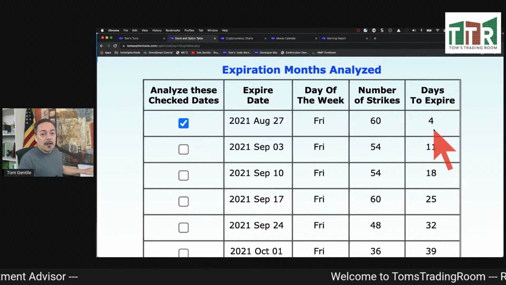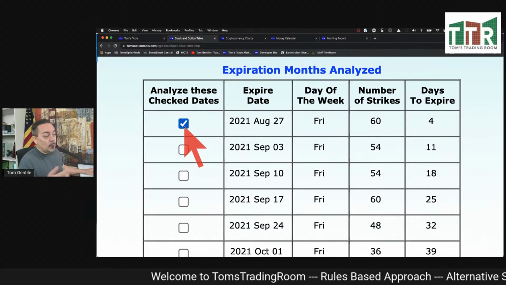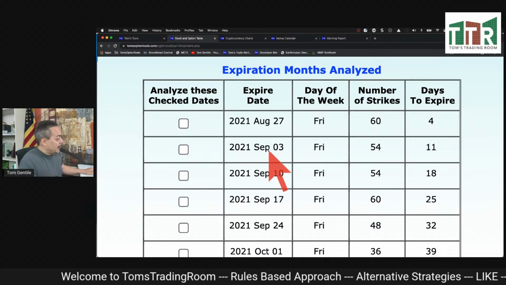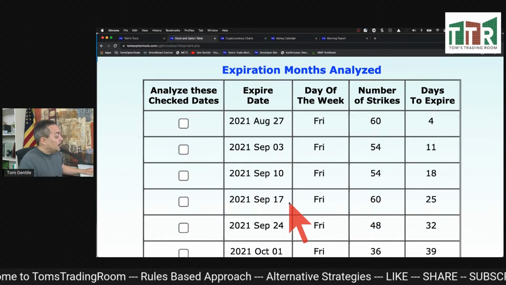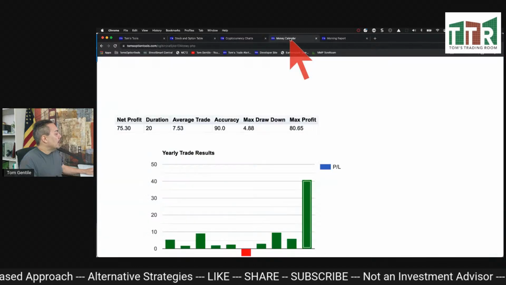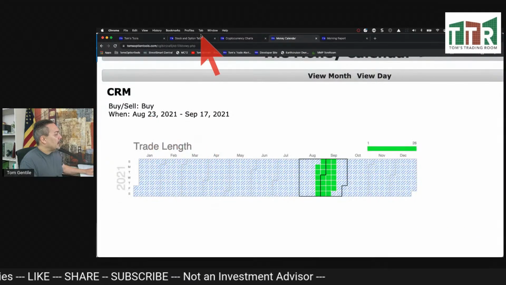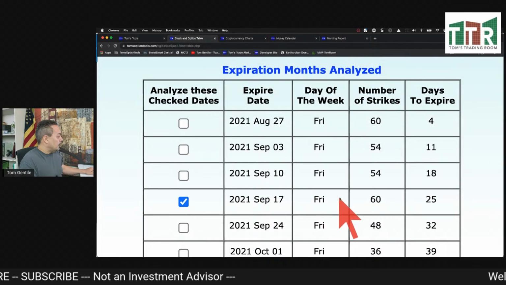Those expire in 4 days. This is a 20-day trade. All right, and then you add the weekends and holidays on. So we're really looking at not the SEP 3s, not the SEP 10s, but the SEP 17 option. Because remember, what was the money counter looking at? August 23rd to September 17th. All right, so I want those SEP 17 options.